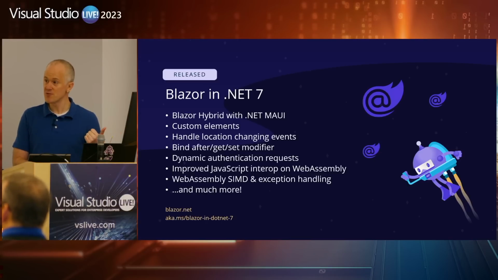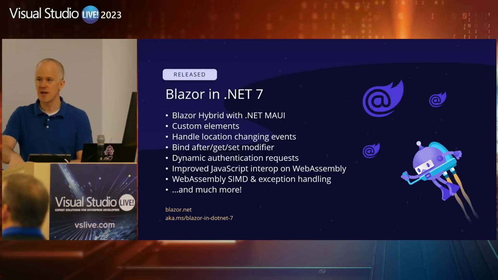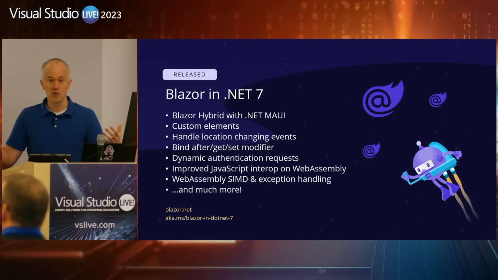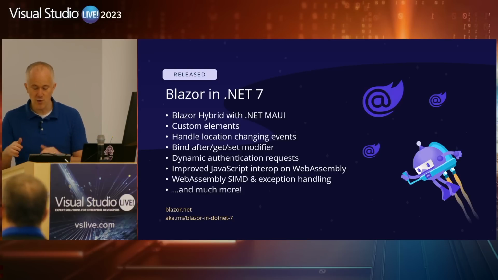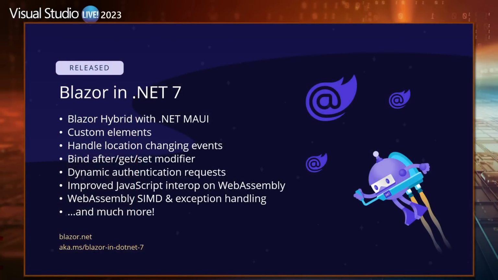This past November, we just shipped .NET 7, which had lots of great new Blazor features. In case you missed it, here's just a recap of a few of the highlights. In .NET 7, we expanded Blazor's reach beyond the web. You can now use Blazor to build native mobile and desktop apps using the Blazor hybrid pattern that's integrated with .NET MAUI. We added support for building standards-based HTML custom elements with Blazor so that you can embed a Blazor component really in any application. We addressed a number of top feature requests like handling location-changing events, some improved data binding semantics, and more flexible handling of authentication requests.